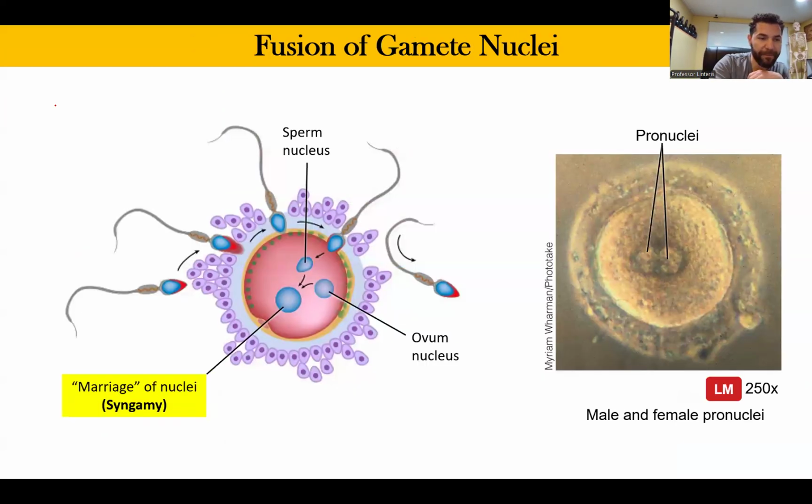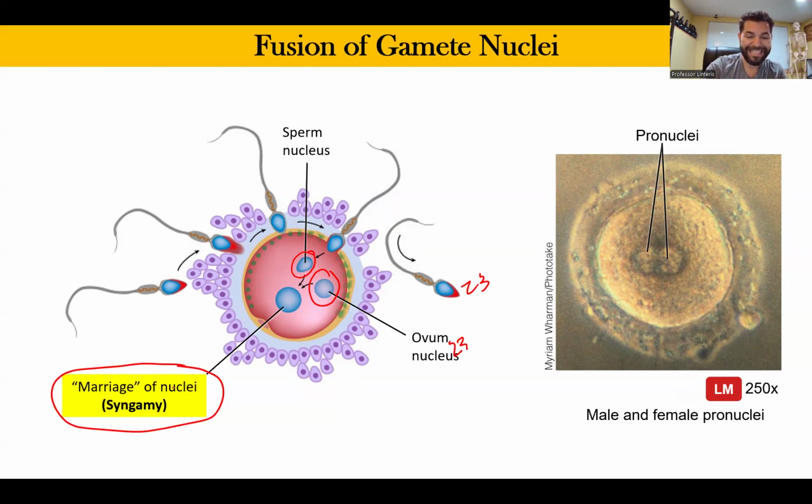What this looks like is gamete fusion, if you will. The sperm nucleus and the ovum nucleus fuse together to form one single cell nucleus. So you've got the 23 here, you've got the 23 here, and then this is called syngamy.